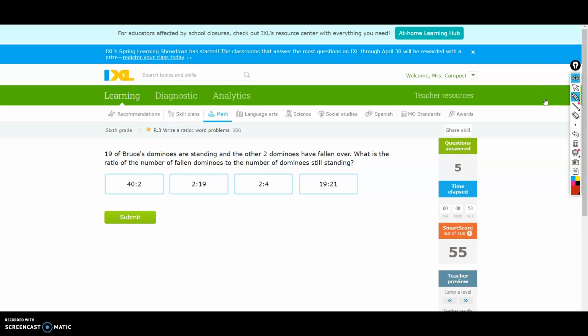Okay, this next one, 19 of Bruce's dominoes are standing. Here we have some more dominoes. And the other 2 dominoes have fallen over. What is the ratio of the number of fallen dominoes to the number of dominoes still standing? So fallen is first, so we have 2 that are fallen, and then still standing, we have 19. So we can double check ourselves by looking at the question. What is the ratio of the number of fallen? So fallen, he has 2. And then to the number of dominoes still standing is 19. So 2 to 19.